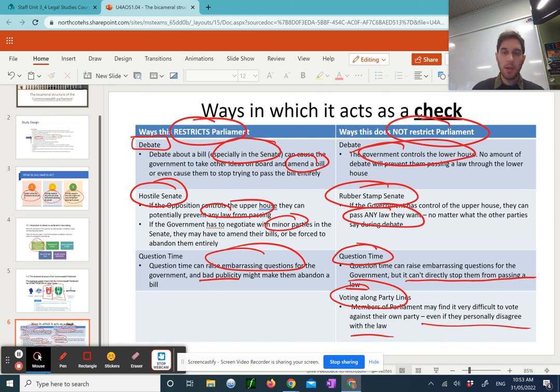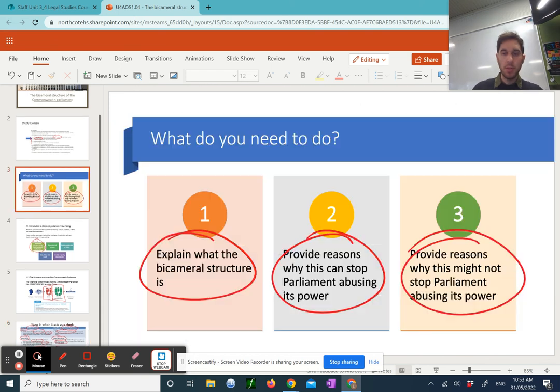So that's the main idea that we need to know today. We need to know what is a bicameral system, this idea of two houses of parliament, and what are the ways in which it can restrict parliament from abusing its power, and what are the ways in which it's not so effective at doing that.